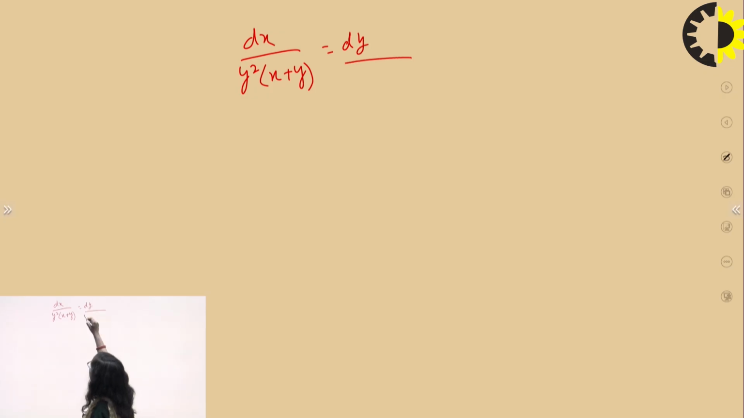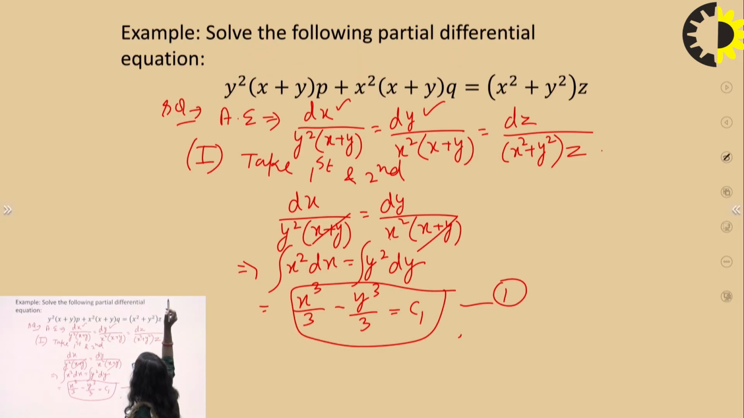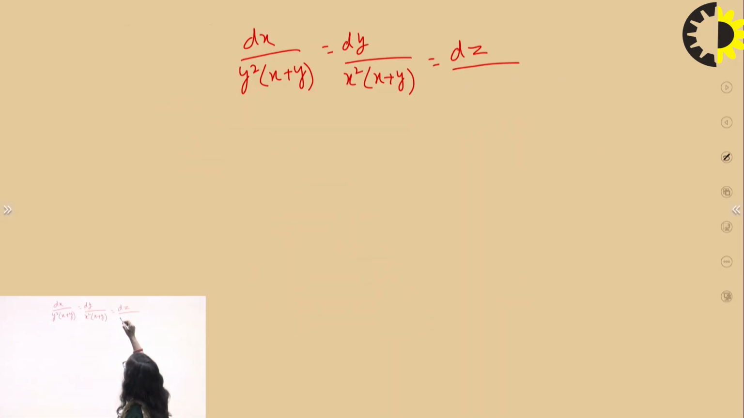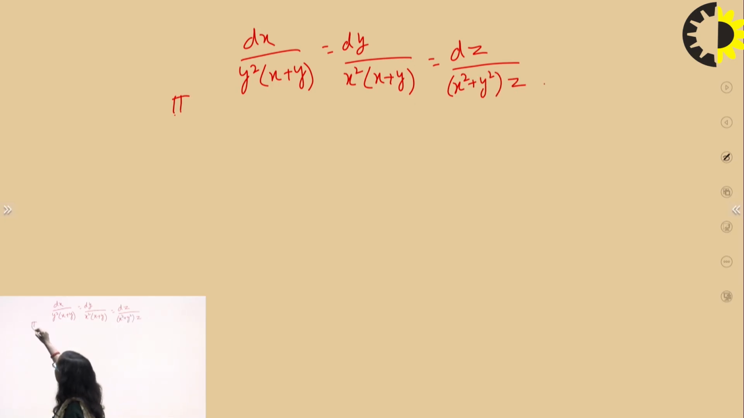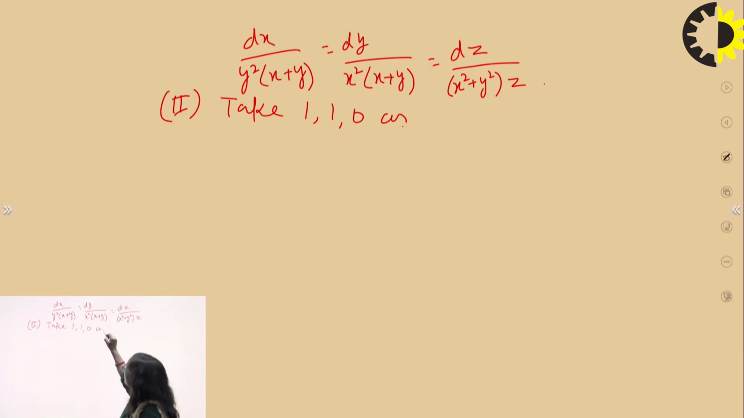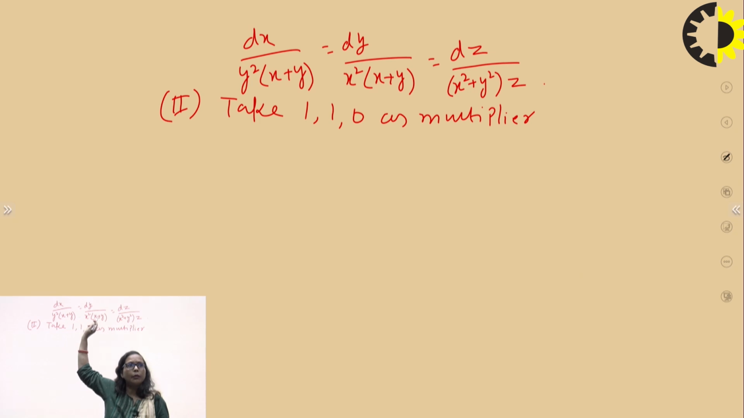It's dx upon y square into x plus y, dy upon x square into x plus y, and the last term is dz upon x square plus y square into z. So for the second solution, we take 1, 1, 0 as multipliers, because I need to include only the first two fractions. So for the third fraction, I take the multiplier 0.